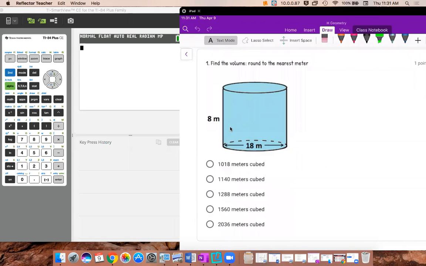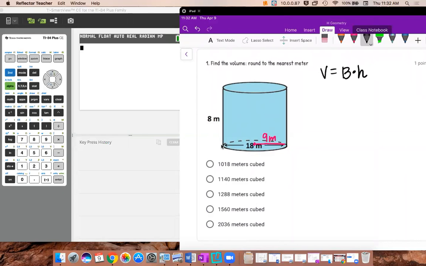Cool. All right, let's get started. So number one is asking you to find the volume of this cylinder. First thing we need to remember is that our formula is volume equals the area of the base times the height. So first we're going to find the area of our base, and the base right here is a circle. In order to find the area of a circle, we need to find the radius. They give us the diameter, so we cut that in half.